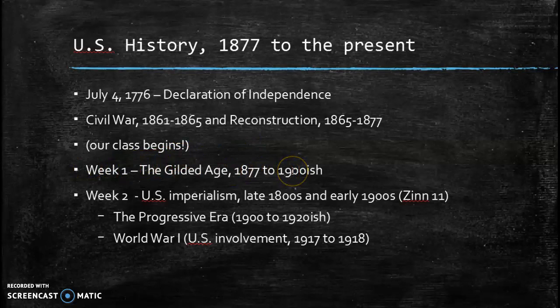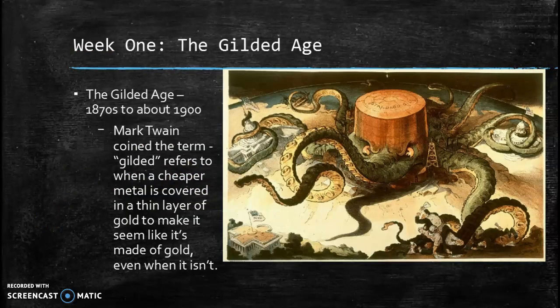The Gilded Age, 1877 to about 1900-ish, is when we say the Gilded Age happened. So what is the Gilded Age? Well, let's look. The Gilded Age, 1870s to about 1900. The term itself was coined by Mark Twain, the super famous author. He had so many clever things that he said, and one of them was that he called the era that he was living in the Gilded Age.